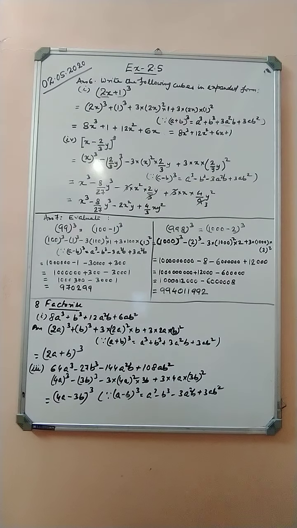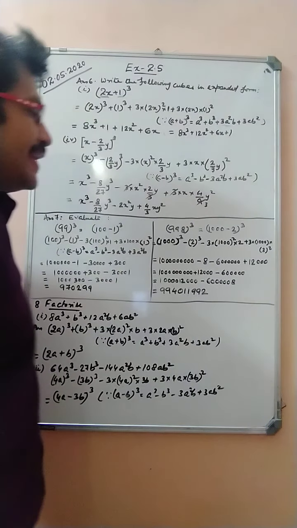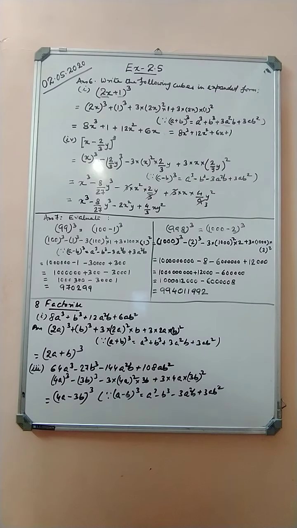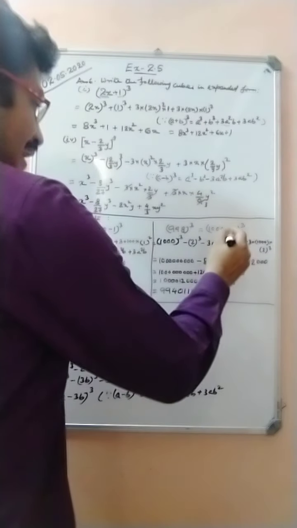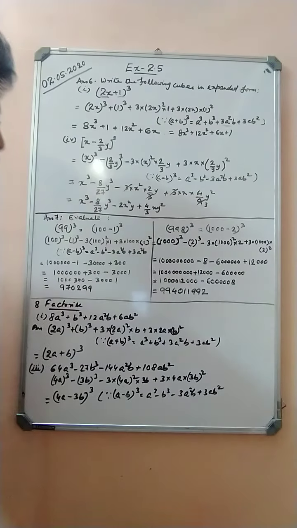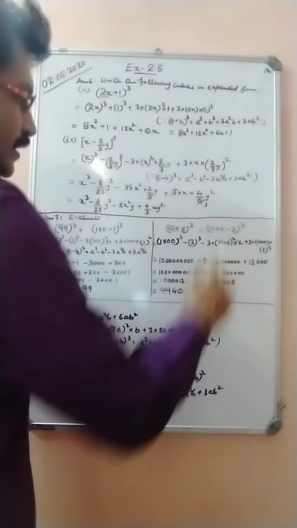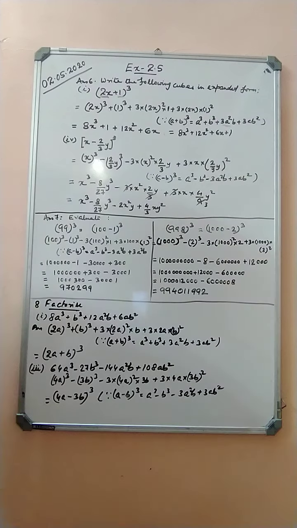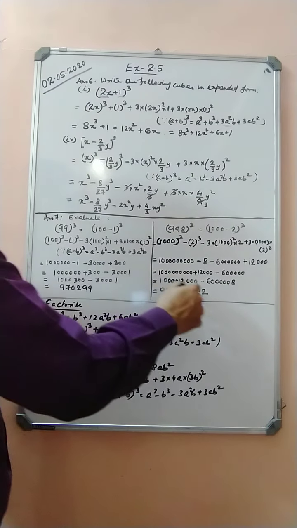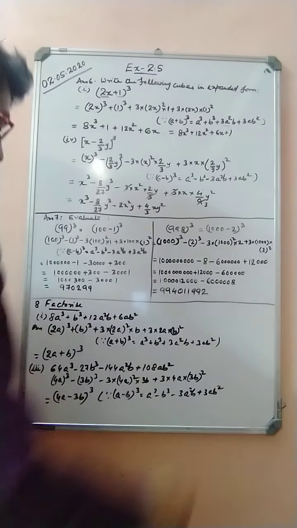970299. In the same way, 998 cube can be written as (1000 minus 2) whole cube. Now this is a and this is b. So a cube minus b cube minus 3a square b plus 3ab square. The same formula we will solve and we will be getting this answer.